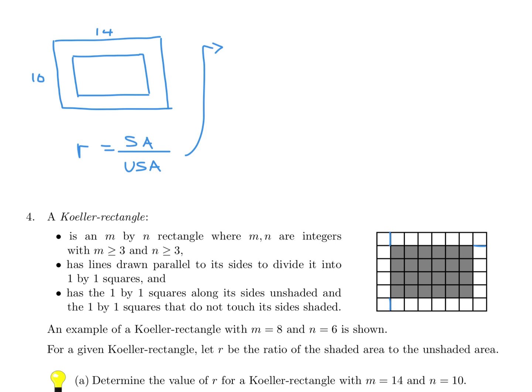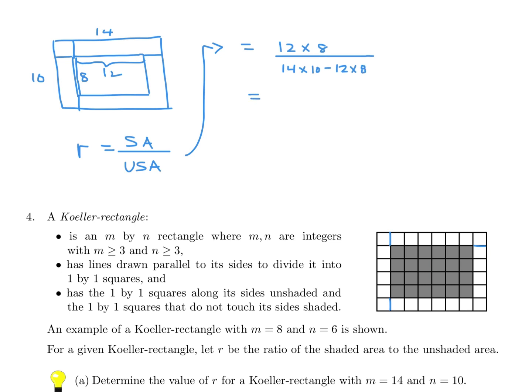So that means from here to here would be 14 minus the 1 there and minus the 1 there, so it would actually be 12. And from here to here would be 10 minus the 1 there minus the 1 there, so 10 minus 2, which is 8. In this example, since we have numbers, it's fairly straightforward. The shaded area is 12 times 8, and the unshaded area is 14 times 10 minus 12 times 8.